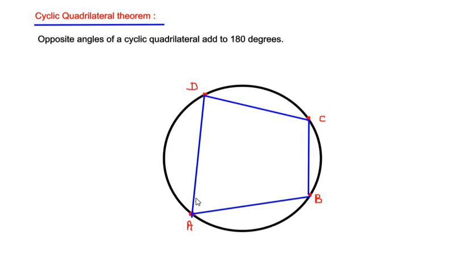So here we can see that angle A is opposite to angle C. So they both add together to give us 180 degrees. So we can write over here angle A plus angle C is equal to 180 degrees. The same thing holds true for angle B and angle D because they both are opposite to each other. So we can write it as angle B plus angle D equal to 180 degrees. So let us see how we can use this theorem to solve the given example above.